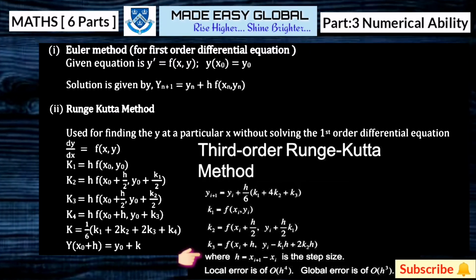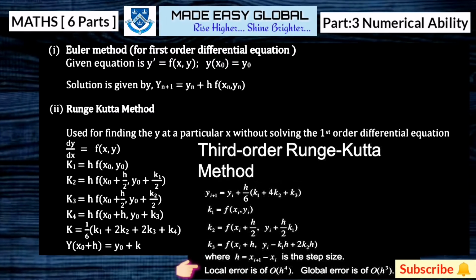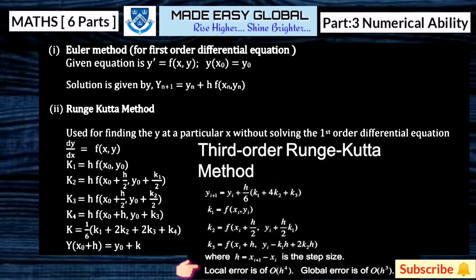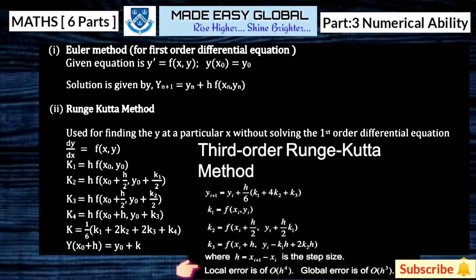where h is equals to x(i+1) minus xi, the step size. Then local error is of order h raised to 4 and global error is of order h raised to 3.